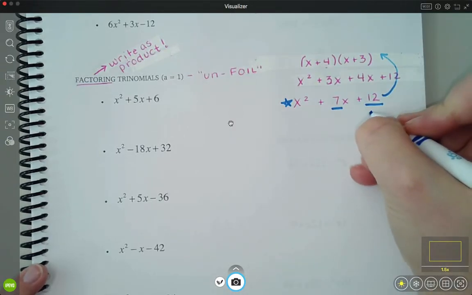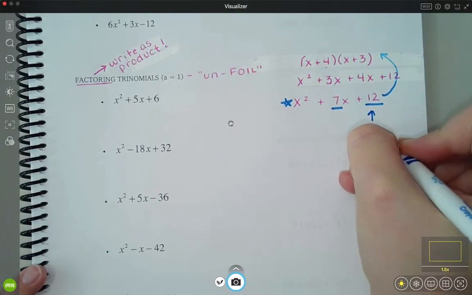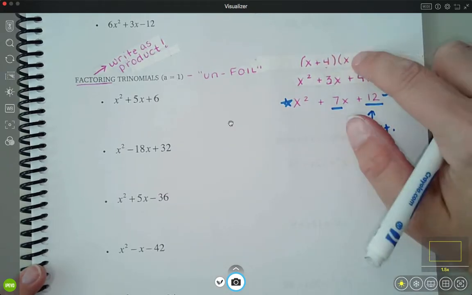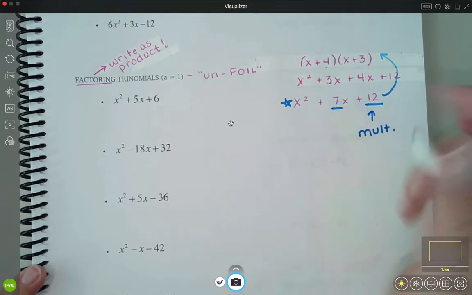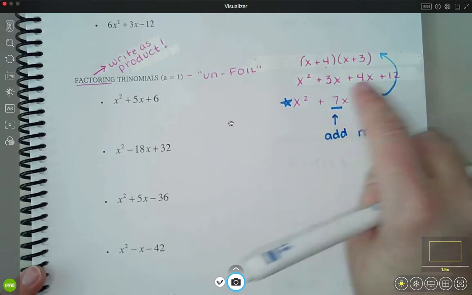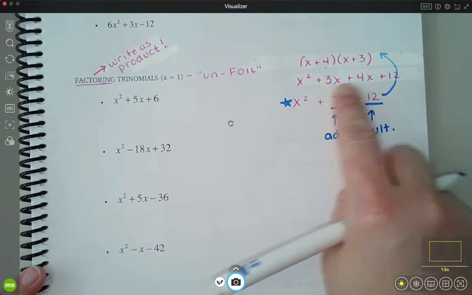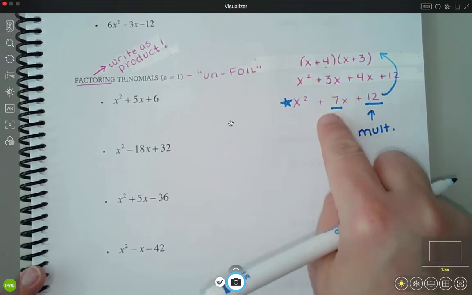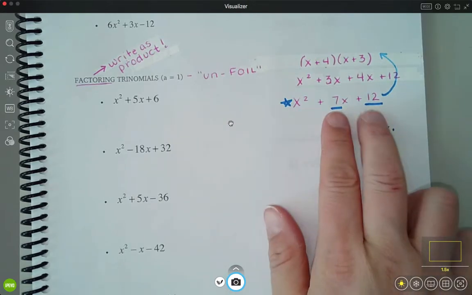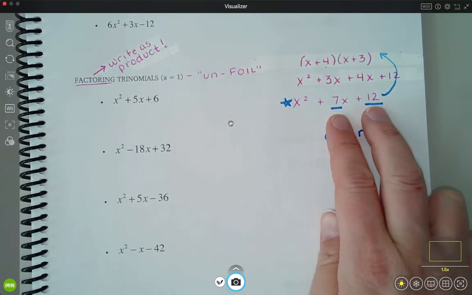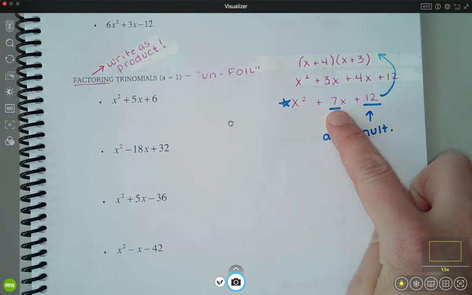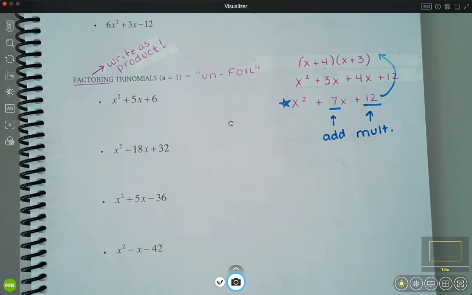They multiply to make this 12. That's in that last step of FOIL that we did, the last piece. 4 times 3 is 12. And they add to make this number in the middle, okay, because you end up with one of each. You end up with a 3x and a 4x, and then combining like terms, they make a 7. They add together. So when you're looking at a problem like this, the two numbers that you're trying to come up with are always going to multiply to make this number on the end and add to make this number in the middle. Okay, so it gets to be kind of brain teasery.